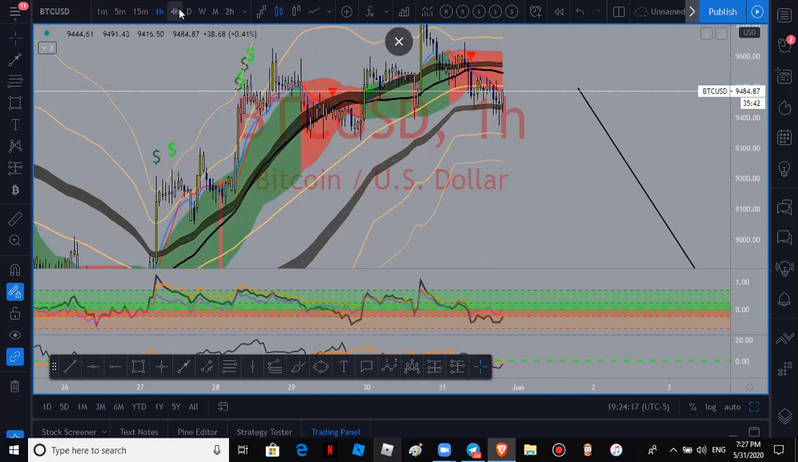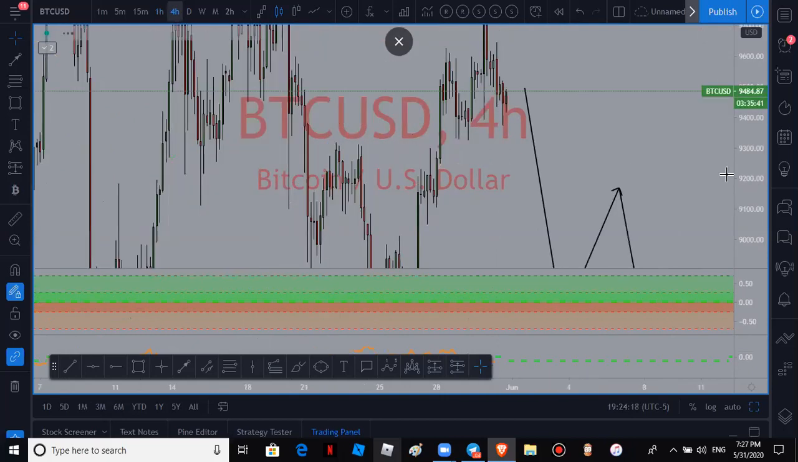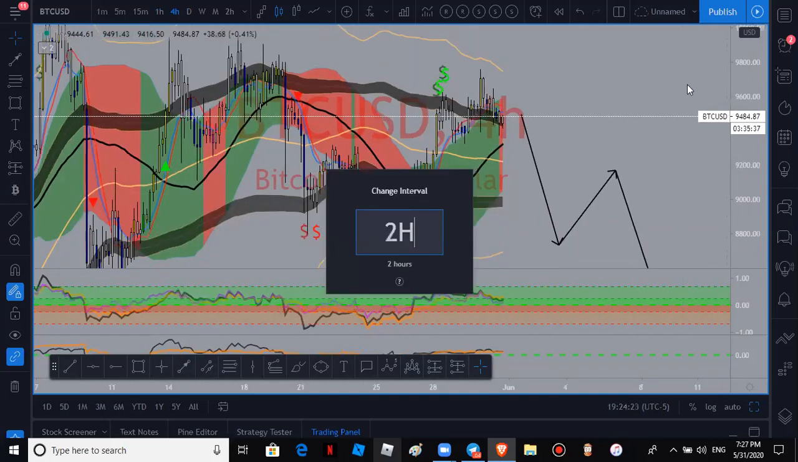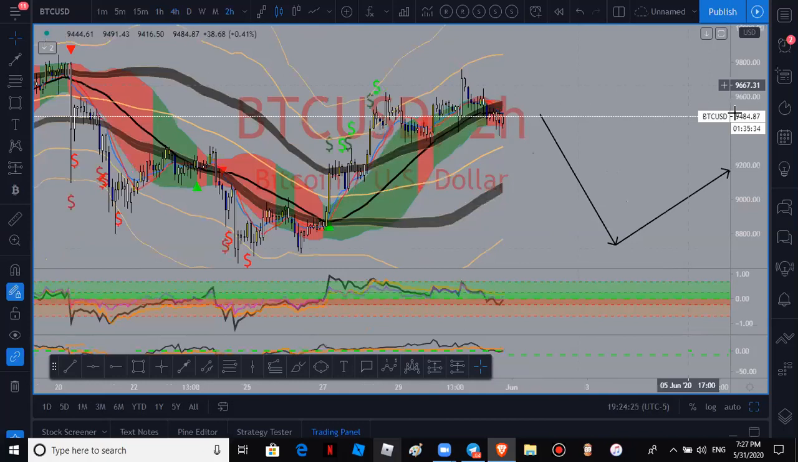But personally speaking, I like the 4-hour. Well, not the 4-hour. I think I looked at this yesterday. The 2-hour time frame. Yeah, I like how this looks. It looks like it's setting up for the sell nicely. Way better than the 1-hour time frame.